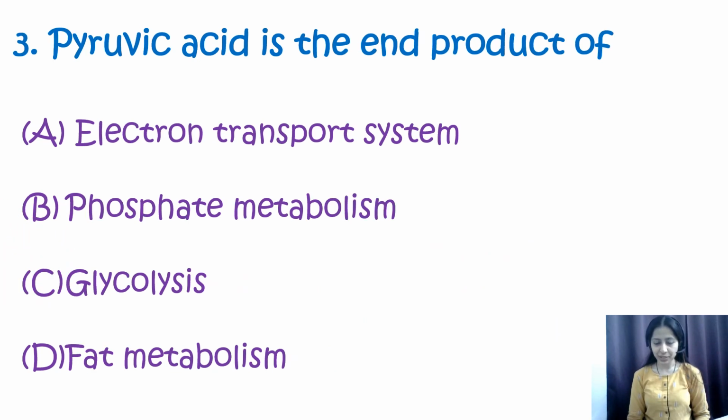So question number 3. Pyruvic acid is the end product of: electron transport system, phosphate metabolism, glycolysis, or fat metabolism. So over here my correct option will be option C, that is glycolysis. So pyruvic acid is the end product of glycolysis. So what is glycolysis? Glycolysis is a metabolic pathway that converts glucose into pyruvate. So it's a metabolic pathway which converts the glucose molecule to pyruvate.